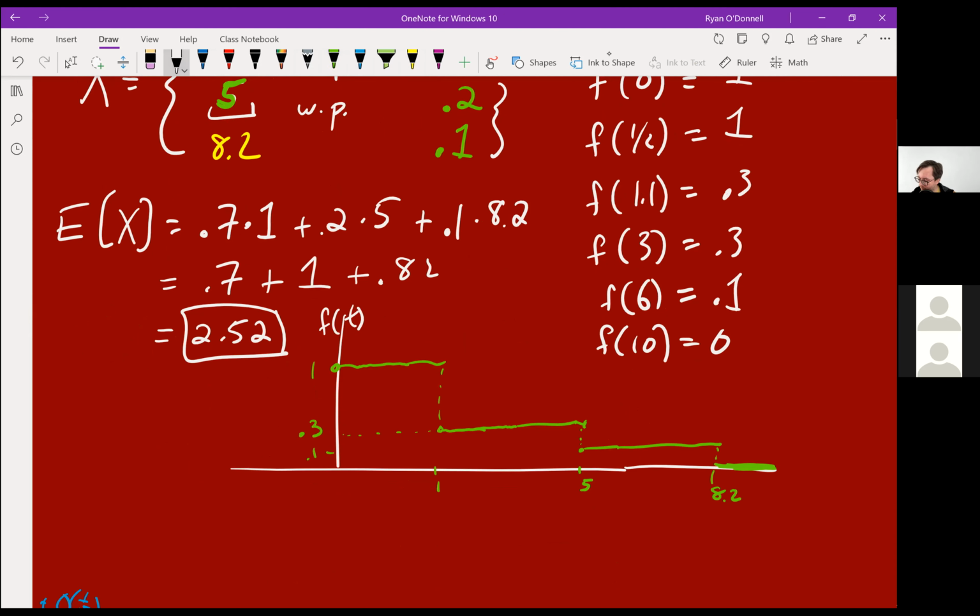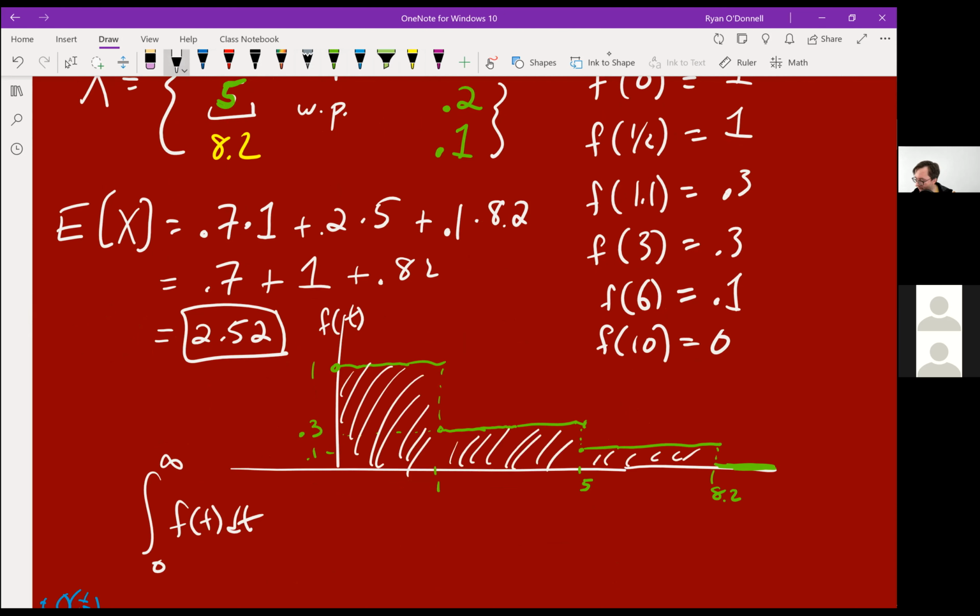And then finally, we're doing the integral from 0 to infinity of f of t dt. That's the area under this curve. So that we can do. I'll take over this part. It's like the volume, or sorry, the area of all these rectangles. Well, there's nothing under the curve there. So this was a rectangle with width 1 and height 1. And this one is a rectangle with width 4 and height 0.3. And this one is a rectangle with width 3.2 and height 0.1.